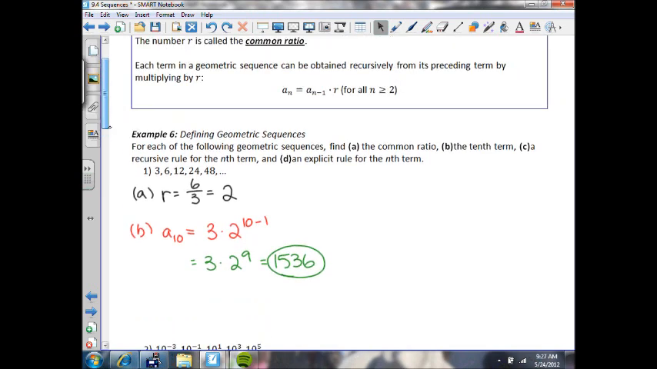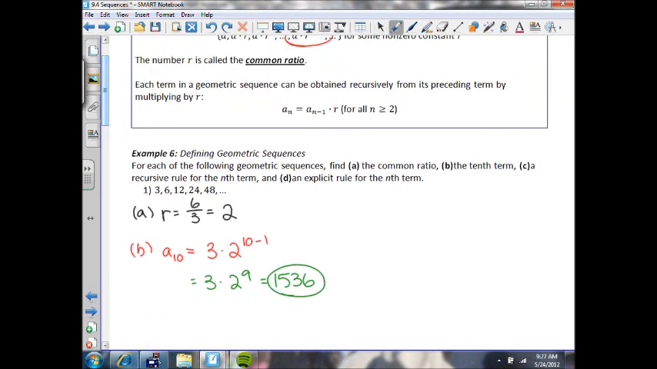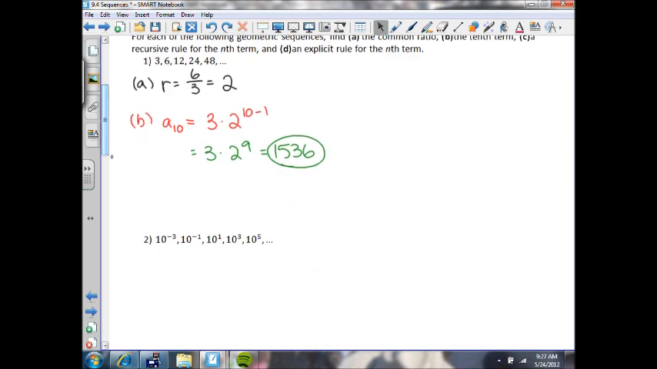Now, the recursive rule will follow right from here. There's our recursive rule. So we're going to really put first, a sub 1 is 3, a sub n equals a sub n minus 1 times our ratio, which is 2. So that means a sub n will actually equal 2 times a sub n minus 1, for n greater than or equal to 2.